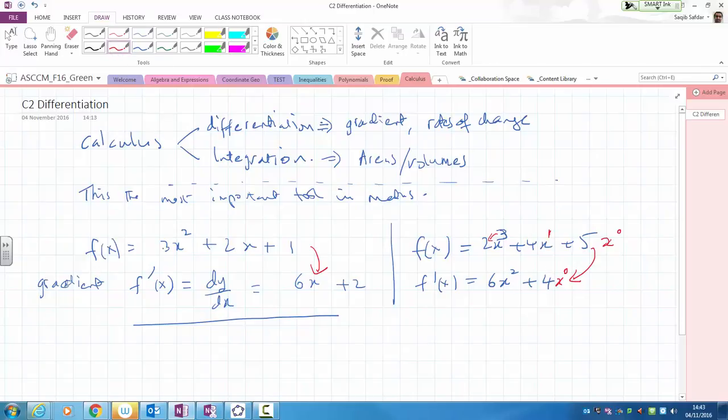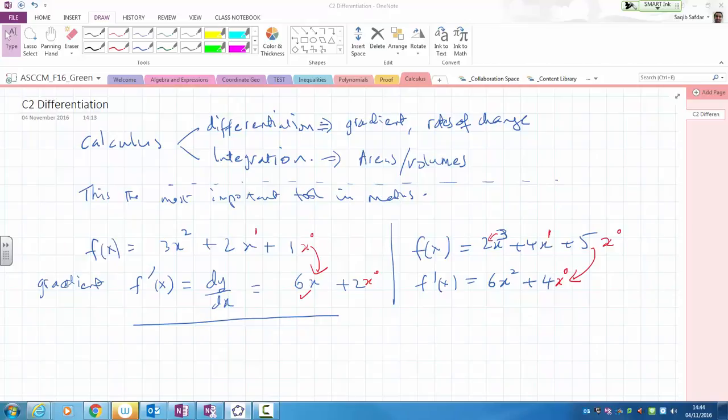Let's see if that works here. You bring the power down. 2 times 3 is 6. That works. 2 take away 1 just gives us a power of 1. The 2x just becomes the 2. So x to the power 1. Bring the power down, so 2 times 1. Take 1 away from the power, so that becomes x to the 0. So 0 times anything just becomes 0. So any constants just disappear. Let's just test that one more time.